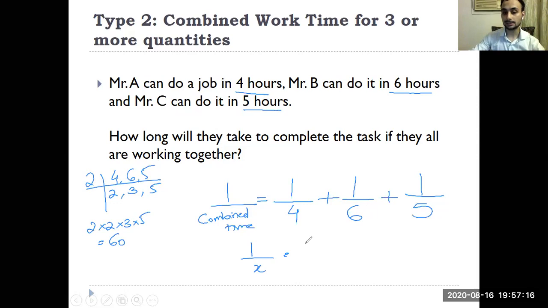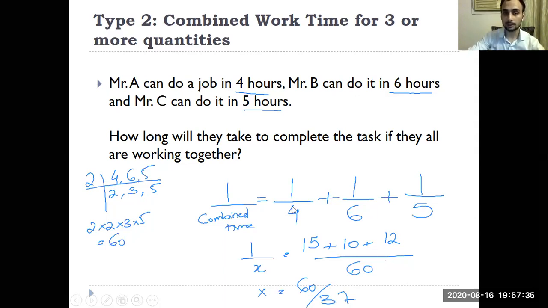So अगर मैंने यहाँ पे 60 लाना है, this becomes 15. यहाँ पे 60 लाना है, this becomes 10. यहाँ पे 60 लाना है, it becomes 12. And all of this over 60. So x comes out as 60 divided by 37. The combined time is 60 divided by 37.